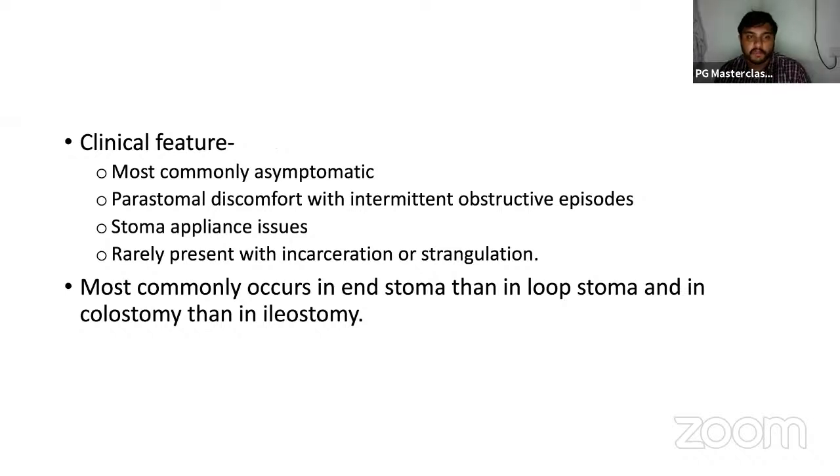Clinical features: most commonly they are asymptomatic. Peristomal discomfort with intermittent obstructive episodes can happen. The patient will complain with the stoma appliance. Application of the stoma appliance will be difficult, and there will be repeated episodes in which it will leak.